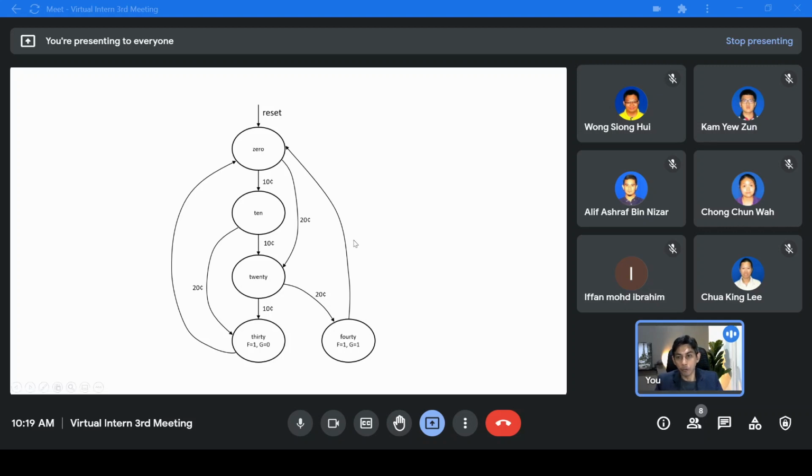All right, so this is the possible state diagram to represent the behavior of the state machine that we want to design. Right.